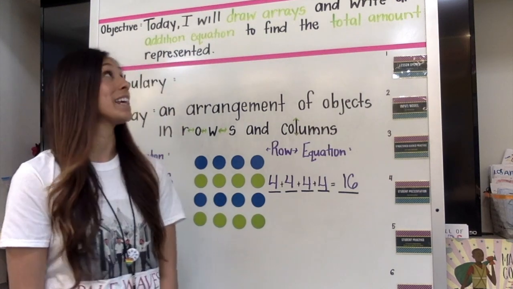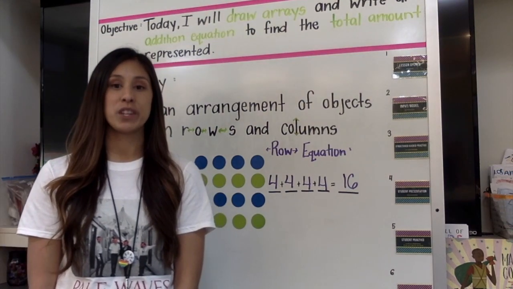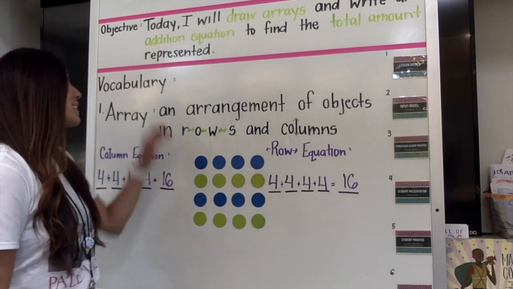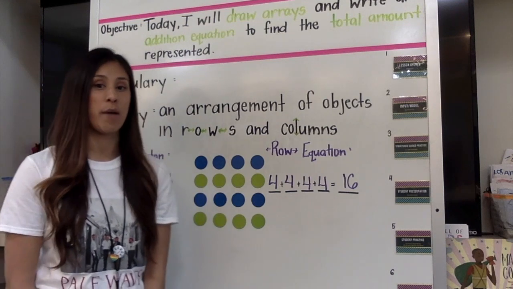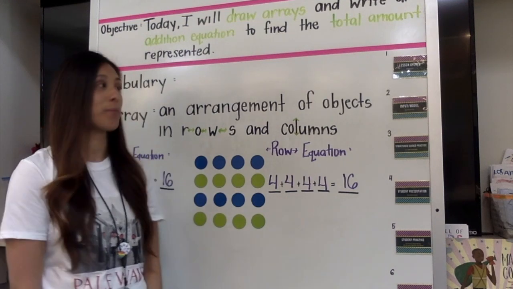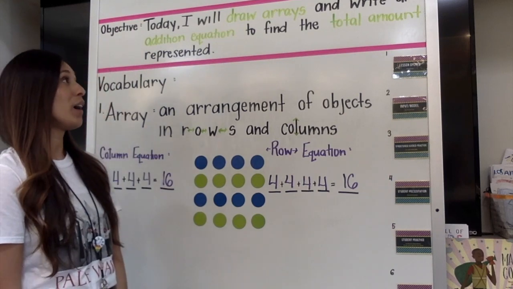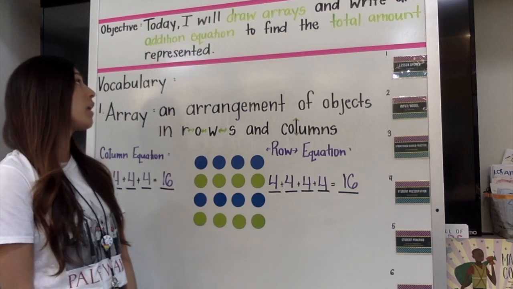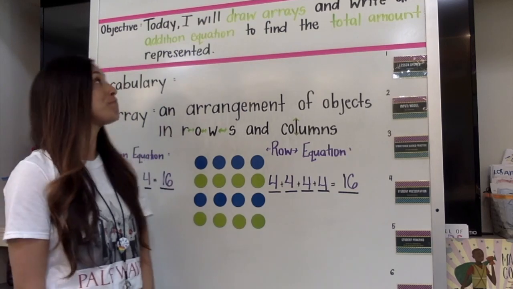Today we are on lesson 6 for those of you with your math books at home. Just look for the lesson that says lesson 6 on top. And our objective is another long one, so I'm going to break it up for you when I have you repeat it back to me. But I'm going to start just by reading it out loud to you. Today we'll draw arrays and write an addition equation to find the total amount represented. So I'm going to have you repeat that back to me now.